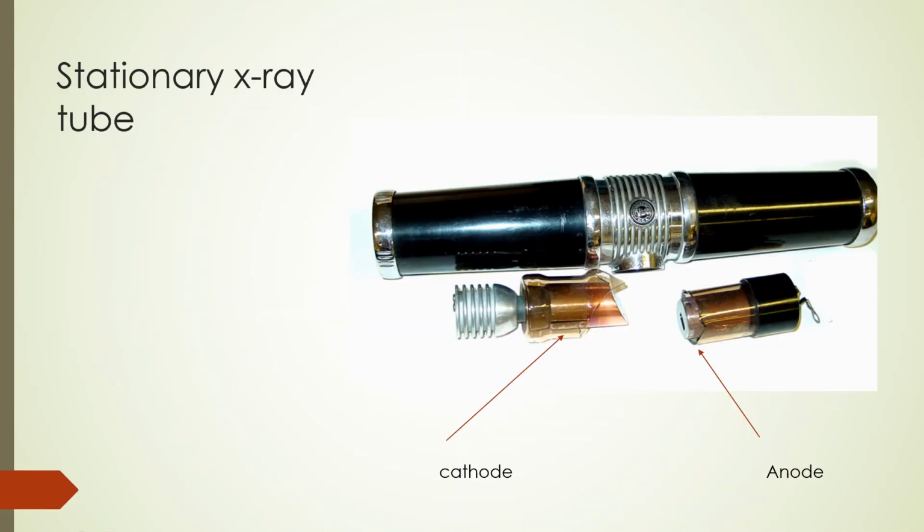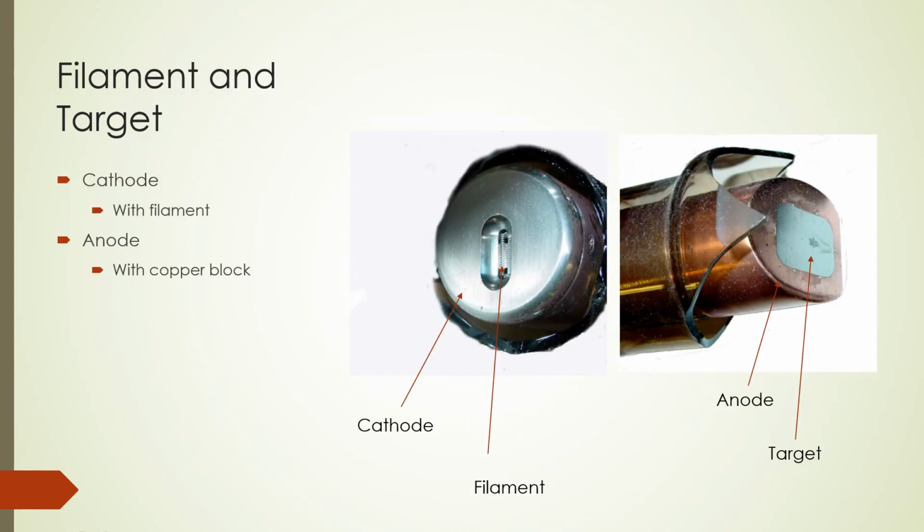Here is a clearer picture of a stationary X-ray tube housing shown on the previous slide. The cathode and anode insets are also shown. When you look closely at the stationary X-ray tube, you see the filament embedded in the cathode. The anode is made of the target material embedded in a copper block. The copper block serves a useful purpose. It conducts both heat and electricity and also acts as a mechanical support for the target material.